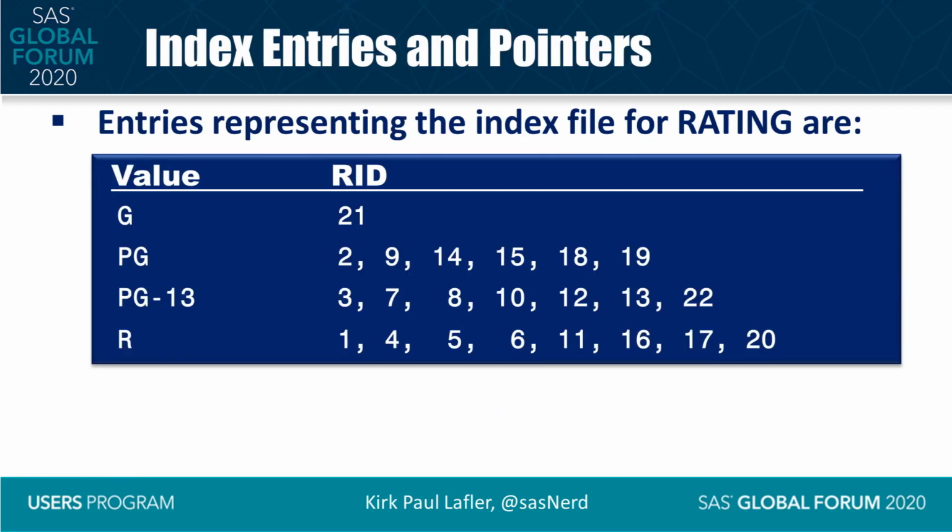Visually, entries representing the index file look something like this slide. This table shows unique values for the movie rating G, PG, PG-13, and R, and the record identifier or RID, representing the observation itself. So for example, on observation 21, the movie rating is G. For observations 2, 9, 14, 15, 18, and 19, the movie rating is PG.